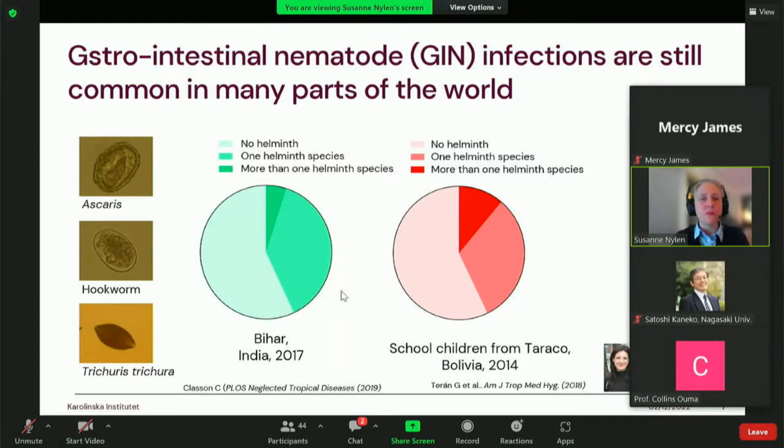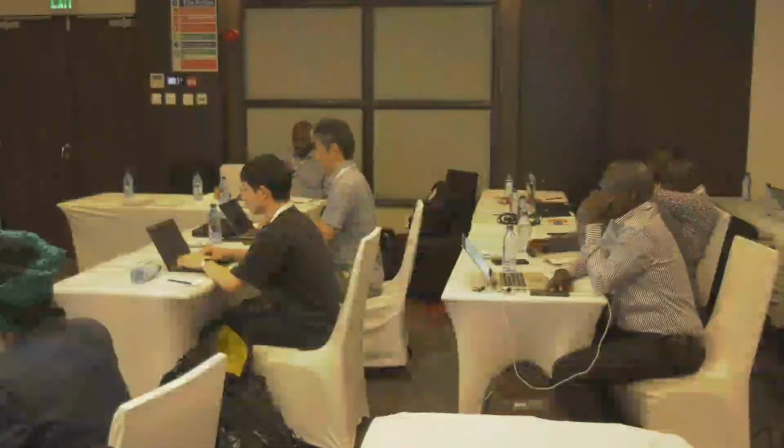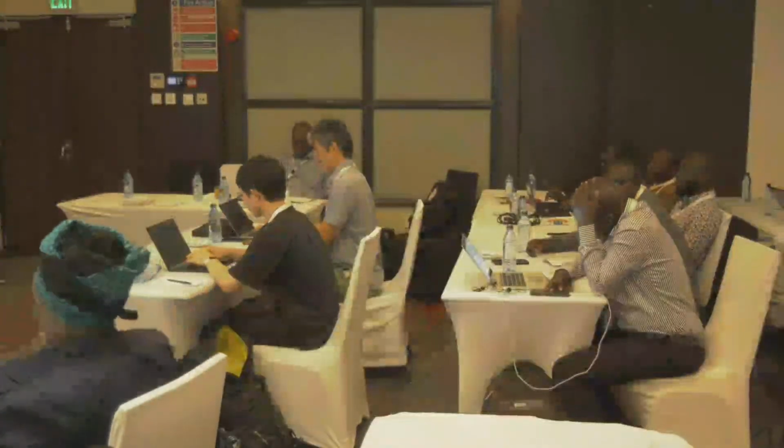Gill infection, maybe some of you seem to have had some gill yesterday, they are still common in many parts of the world. Some of the most prevalent species are hookworms, and a whipworm.